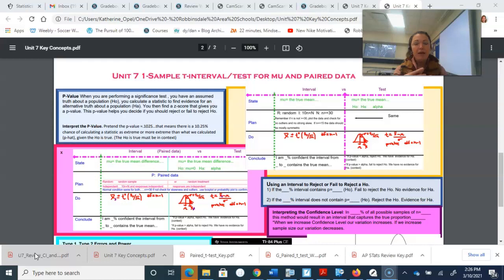Now, when I did these videos for your notes, I did the state, the plan, the do, and the conclude. I did not reteach some things, but anytime you construct an interval or perform a test, there are some things that are fair game that I put on here as a friendly reminder. Make sure you know where this is in your notes, or print this out so you have it for reference. Since we're at home taking tests, they are open notes tests, at least at our school.